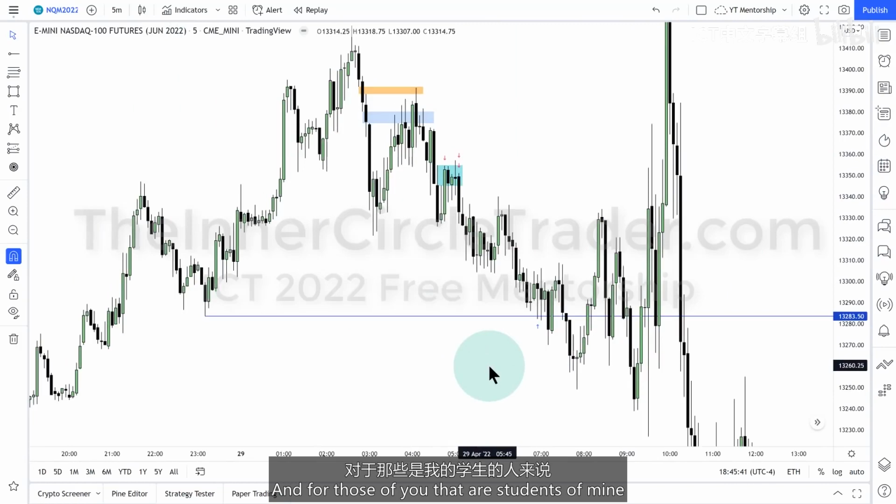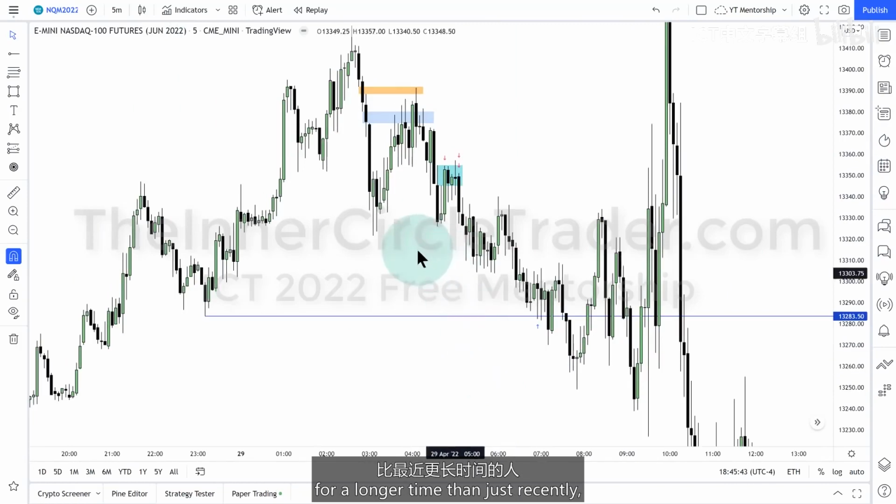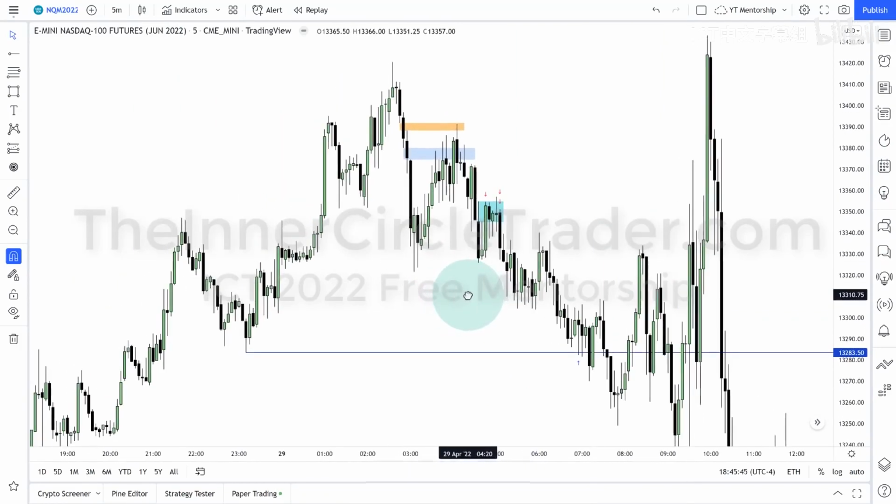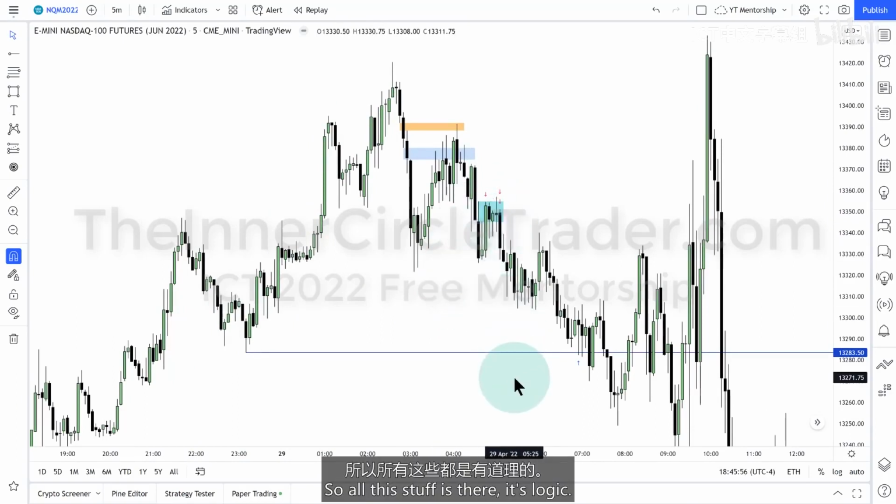And for those of you that are students of mine for a longer time than just recently, you recognize this as a market maker sell model. So I was selling in an area where distribution would take place. So all this stuff is there. It's logic.